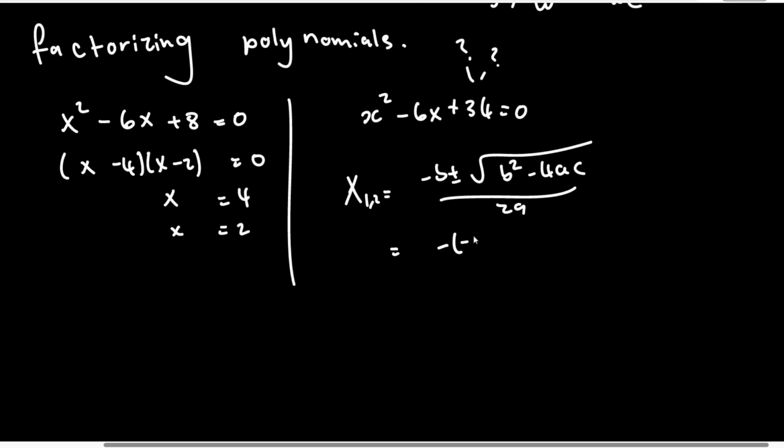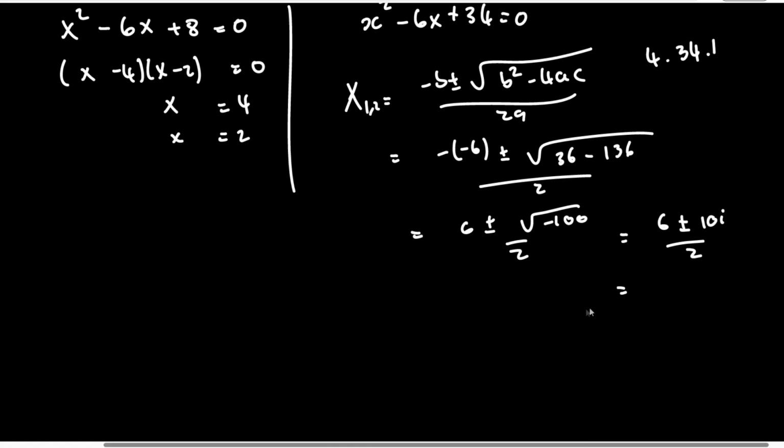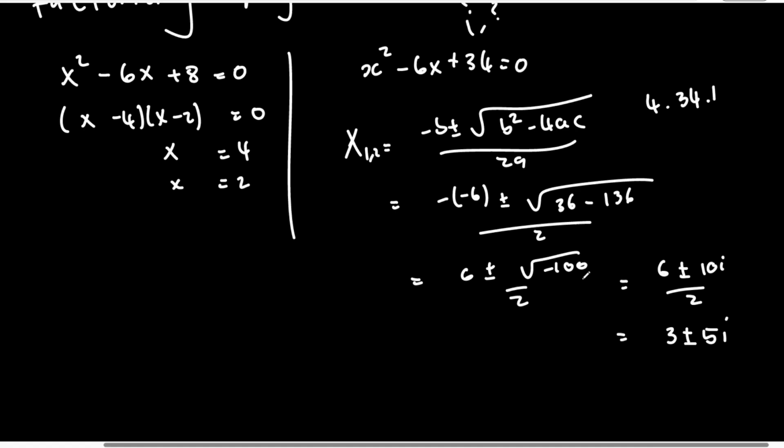Plug it in: 6 plus minus the square root of 36 minus 4ac. What's that? 4 times 40 times 1. That gives me -136 over 2. So we get 6 plus minus the square root of -100, over 2. And we learned earlier that I can rewrite this as 10i over 2. And then we can finally simplify: the roots for this quadratic equation are 3 plus minus 5i. All right.